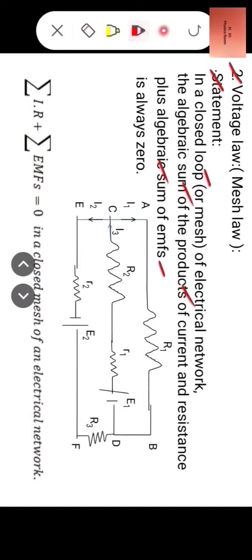Now mathematically, we write voltage law as summation I into R plus summation EMFs is equal to 0 in a closed mesh of an electrical network.